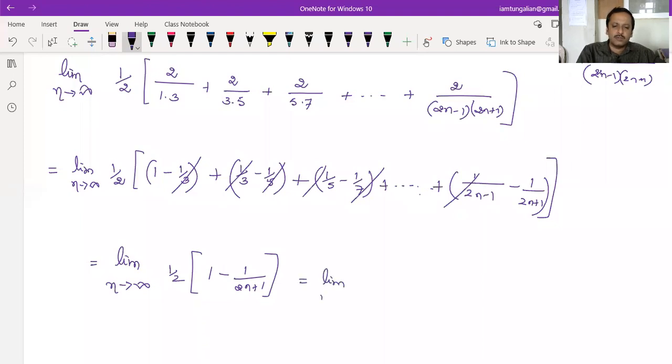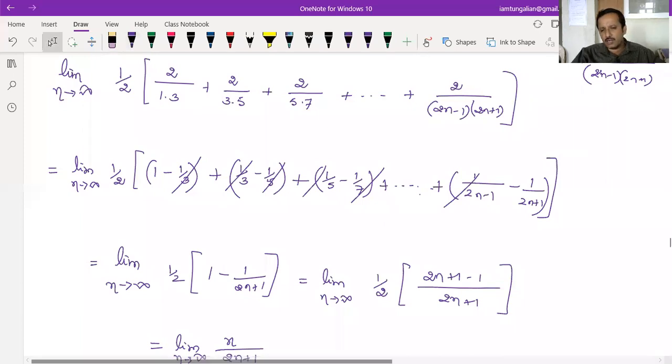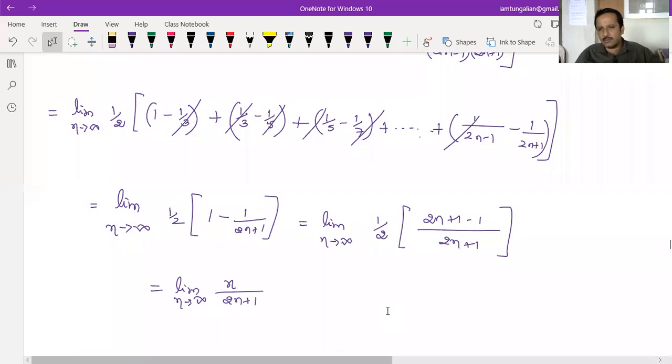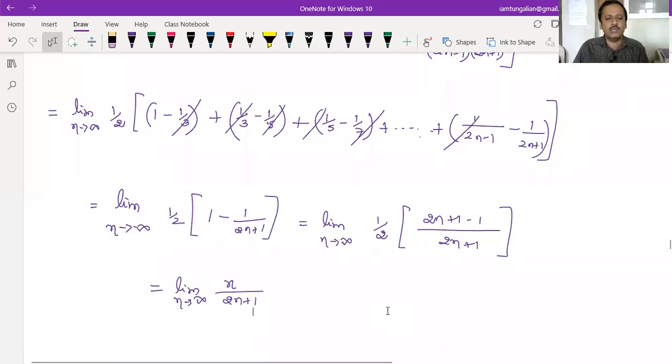That is equal to limit n tends to infinity, 1 by 2 into, take the LCM, the LCM is 2n plus 1, so the numerator will be 2n plus 1 minus 1. 1 gets cancelled, this 2 gets cancelled. So you are left with the limit n tends to infinity, n divided by 2n plus 1. Then you have 2n by 2 into 2n plus 1, and the 2 gets cancelled. So limit n tends to infinity, n divided by 2n plus 1.